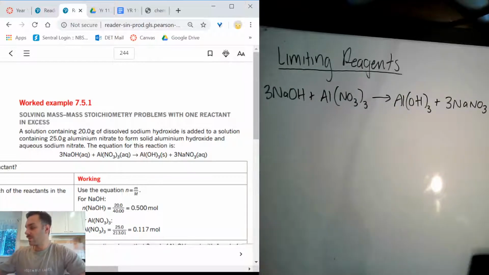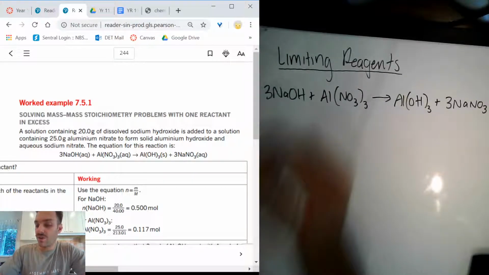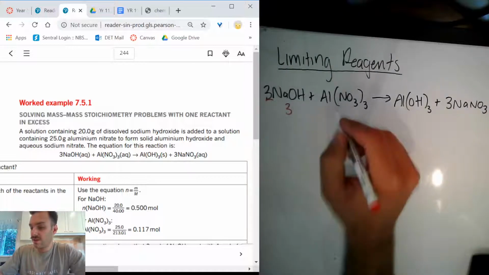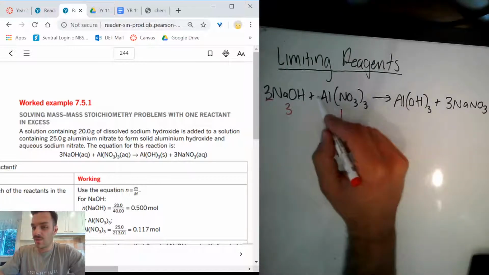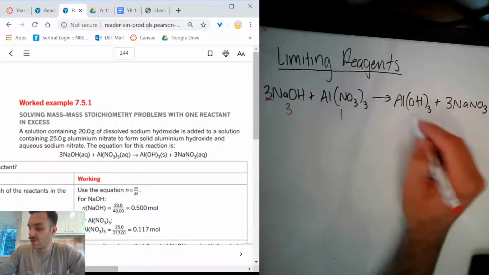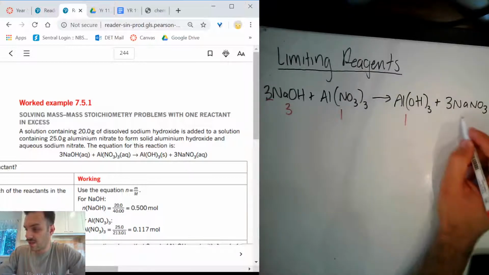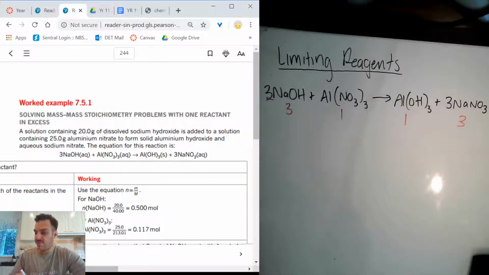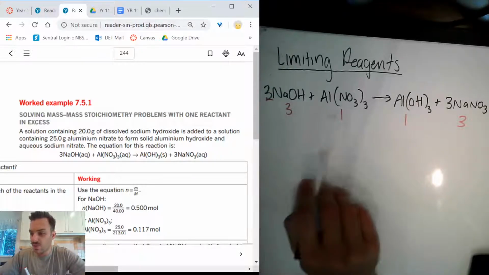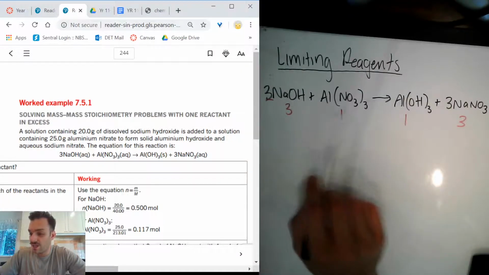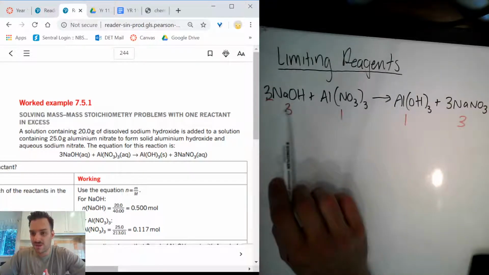All right, let's have a look at the stoichiometry to start with. I know that we need 3 of these. This is 1, there's no number in front of it. This is 1 as well, there's no number in front of it, and this is a 3 there. So I know basically that for every 3 sodium hydroxides that I use, I only need 1 aluminium nitrate. The converse of this is that for every aluminium nitrate I use, I need 3 sodium hydroxides.